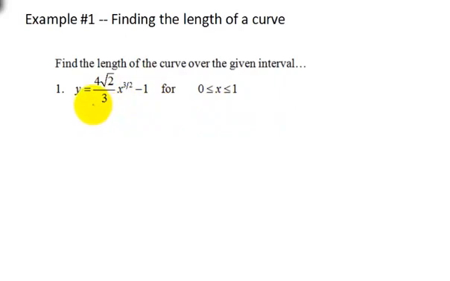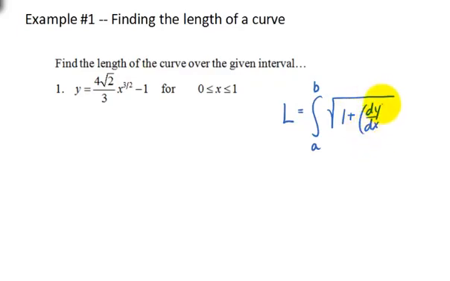Since this function is in terms of x, we are going to use the formula that finds the length for curves defined in terms of x. So we're going to go from a to b, where a and b are where your interval starts on the x-axis and ends on the x-axis. We're going to use the square root of 1 plus our derivative, dy/dx, quantity squared, dx. And remember, this comes from the Pythagorean theorem.